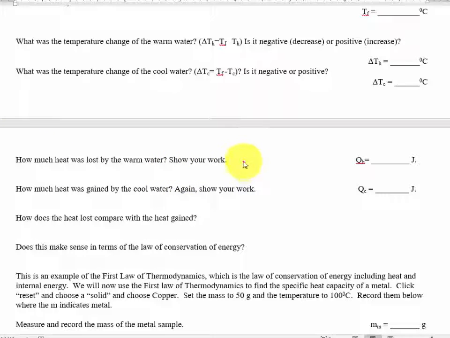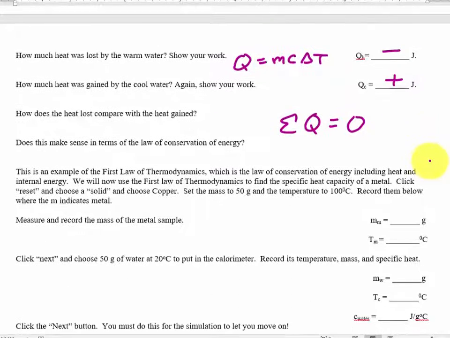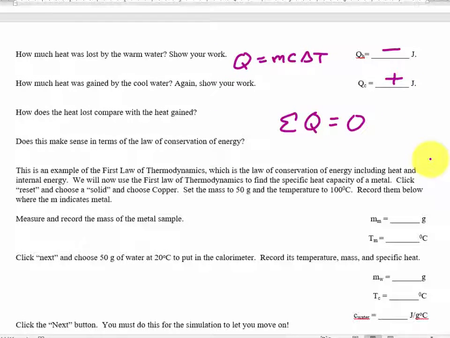We're going to use this equation right here: Q is equal to mc delta T. What you should see is that this one is going to be negative, this one is going to be positive, but at the end of the day the sum of the Q is going to be equal to 0, which more or less says energy is conserved. It's neither created nor destroyed, as it always should be. The only errors you're going to have are rounding.